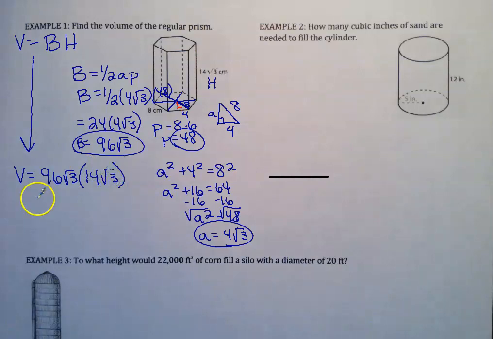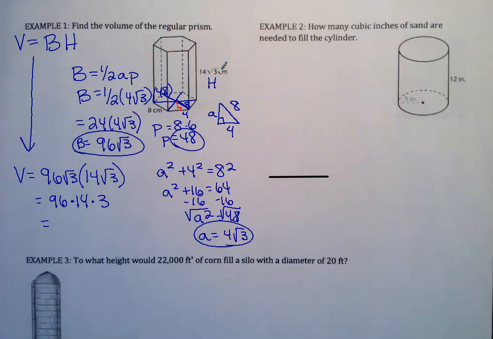I want to show you something. This is the same thing as saying 96 times 14 times the square root of 3 times the square root of 3, which is 3. So it gives you a very nice whole number if you keep it in the radical form. You can see this and be like, oh, times the square root of 3, I'm going to leave it. I'm not going to make it a decimal.